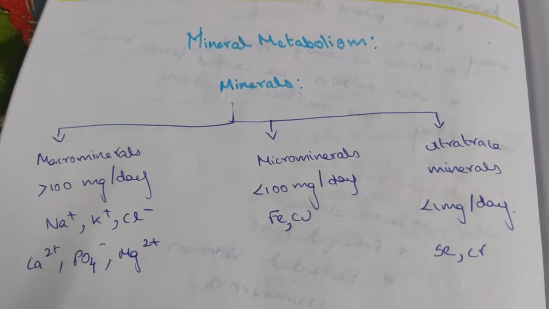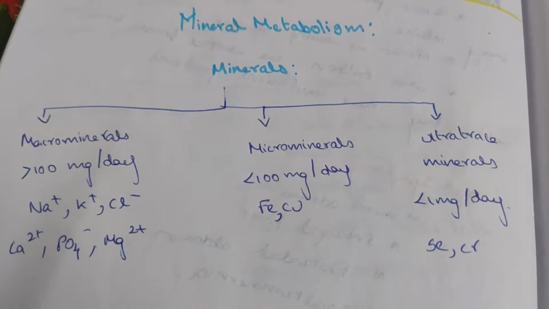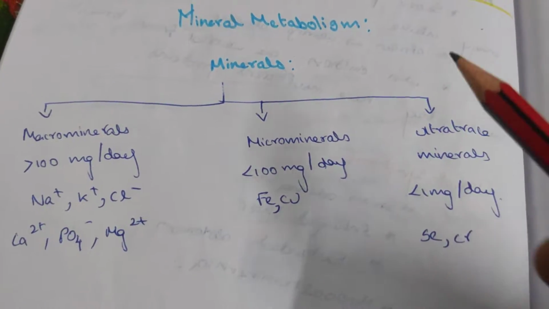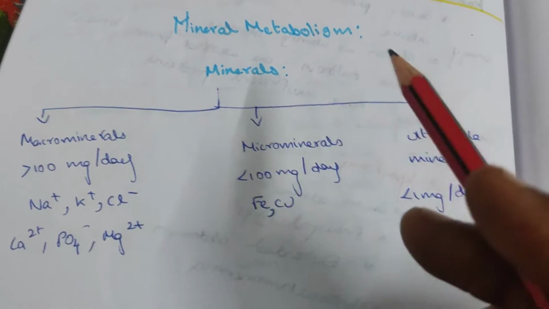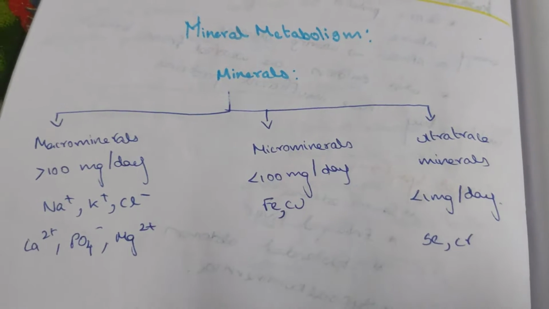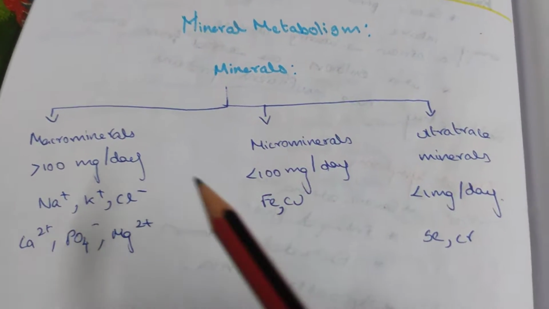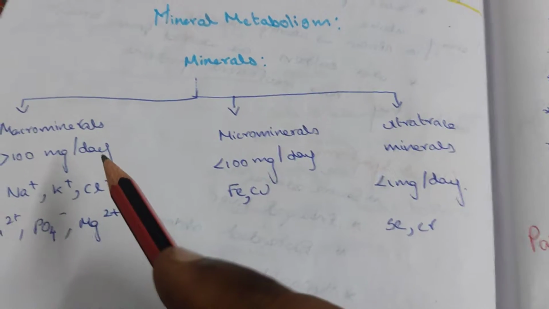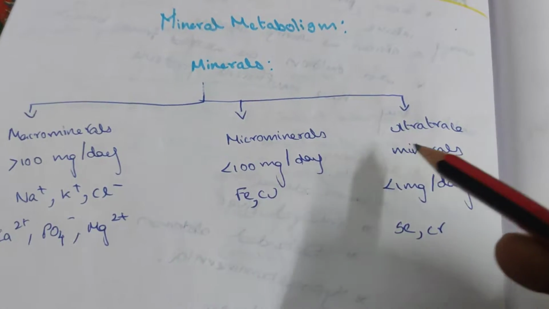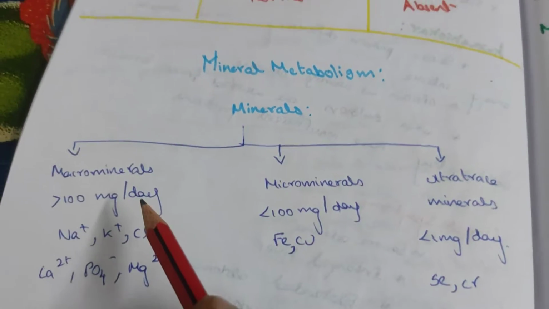In this video, we are going to see about mineral metabolism. The mineral metabolism is divided according to the RDA, which is the recommended daily allowance. It is divided into three parts: macrominerals, microminerals, and ultra trace minerals.